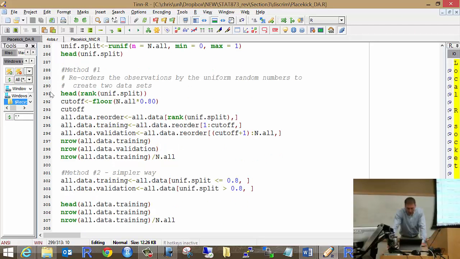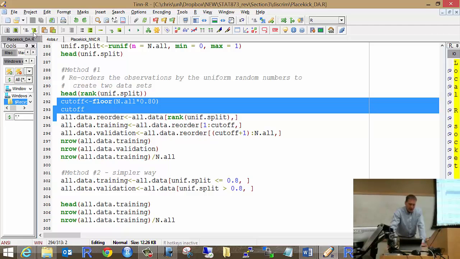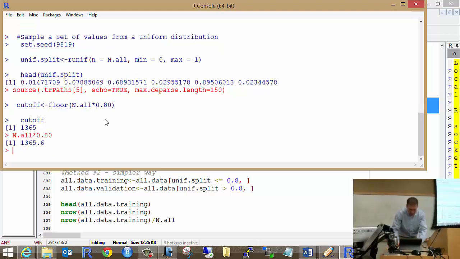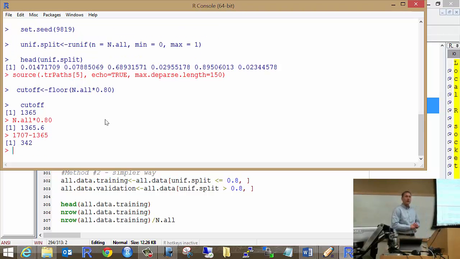Okay. So, first of all, I need to figure out how many observations would go into my training data, my model building data set, if I had 80% of the observations in there. So I create an object called cutoff. And I take 1707 times 0.8, and I get 1365 point something. Obviously, we can't have, I'll just show you what the actual value is, we can't have 0.6 of an observation in a data set, so I use the floor function to simply chop off the stuff after the decimal place. So I'm going to try to put 1,365 observations into the training data set, and then we will have in the validation data set 342 observations.